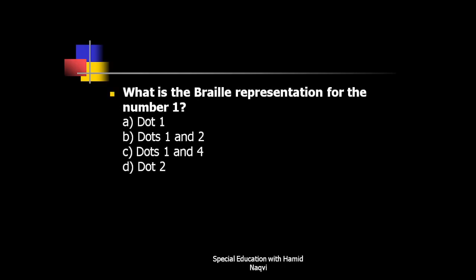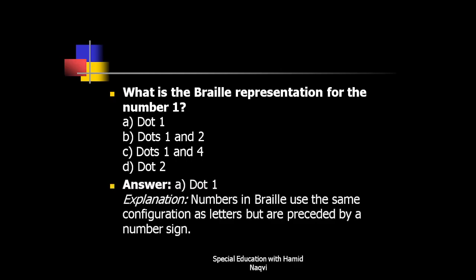What is the Braille representation for the number 1? Dot 1, dot 1 and 2, dot 1 and 4, or dot 2? Answer is dot 1. Numbers in Braille use the same configuration as letters but are preceded by a number sign.